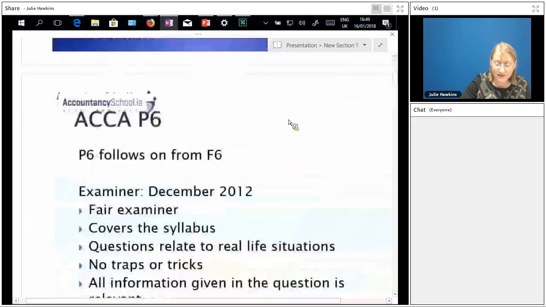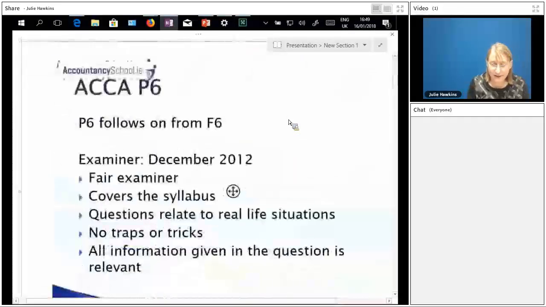Now P6 follows on from F6, and we are lucky to have the same examiner since December 2012. He is a very, very fair examiner. The exams cover the syllabus. We can expect the exam to have a large amount of the syllabus covered, usually around 60%. All the questions the examiner asks relate to real life situations.